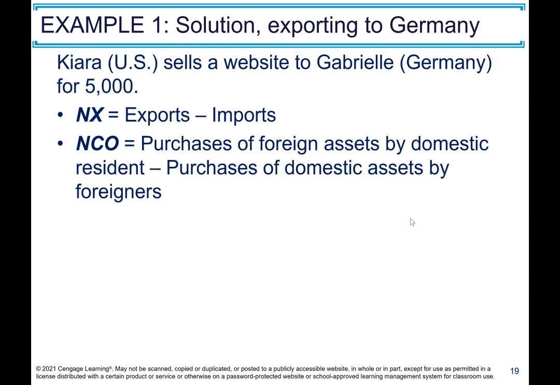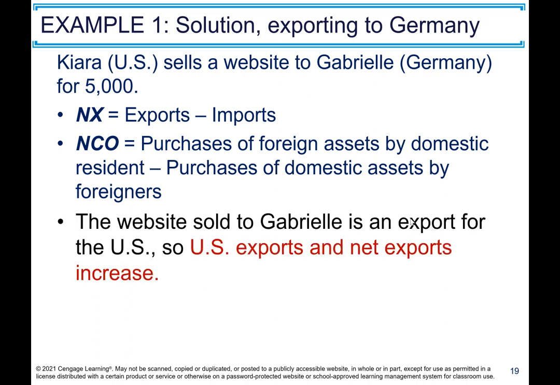Solution, exporting to Germany. Kiara from the US sells a website to Gabriel in Germany for 5,000 euros. Net exports are calculated as exports minus imports. NCO is purchases of foreign assets by domestic residents minus purchases of domestic assets by foreigners. The website sold to Gabriel is an export from the US, so US exports and net exports increase.